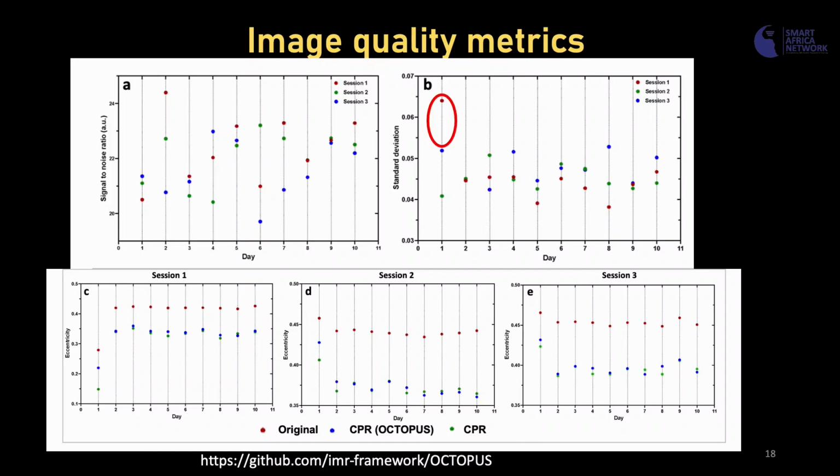At the bottom, you see the differences between original and correction of the off resonance artifacts in terms of eccentricity. We use this measure because the phantom was a cylinder, and for a circle, which is in a slice, you would expect an eccentricity close to zero. Again, you see the differences on day one. The two methods here, CPR Octopus and CPR, refer to the open source toolbox that we have, and the CPR that's shipped with the system.